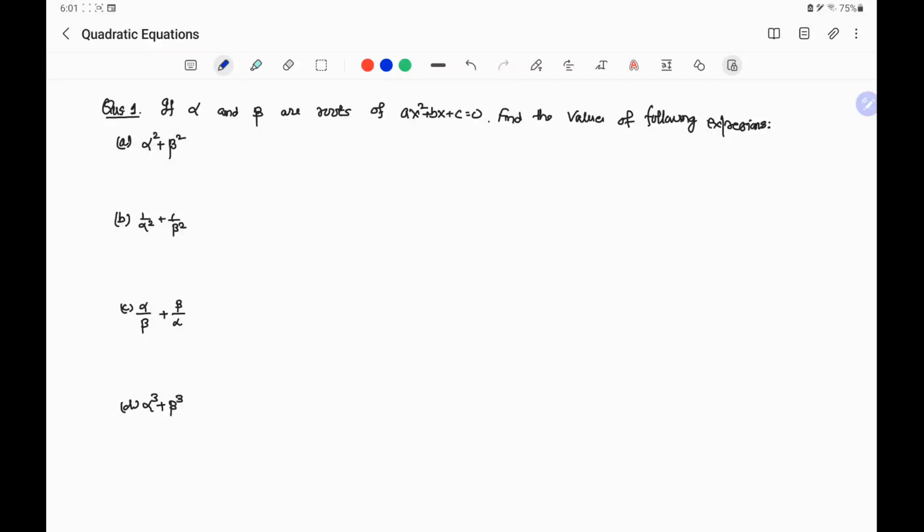First question is, if alpha and beta are roots of ax square plus bx plus c equal to 0, find the values of the following expressions. First is alpha square plus beta square.